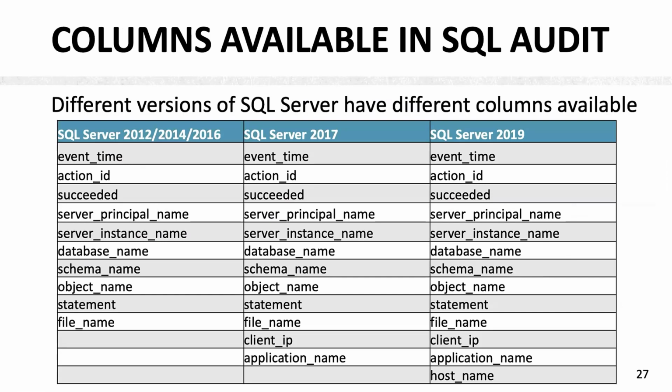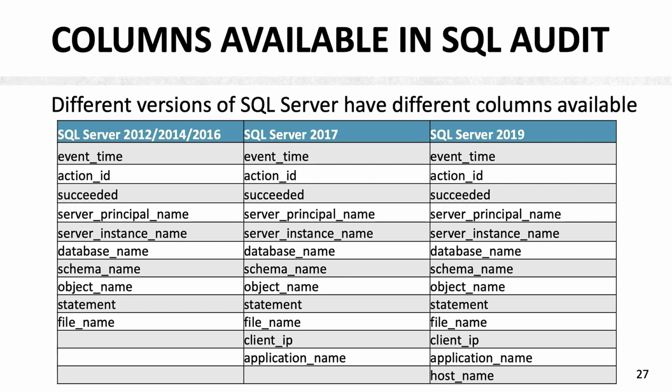Then we have the columns available in the audit. They're what is available to you when you want to query the audit results or when you want to filter an audit. Different versions have different columns available. This table here just outlines the ones I find most useful. Like, it was really helpful in 2017 when we got the client IP added, which made it a lot easier to figure out where stuff's coming from. 2019 was kind of nice with host name. Just something a little bit nicer.